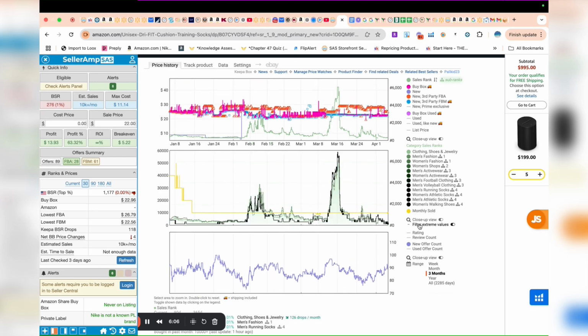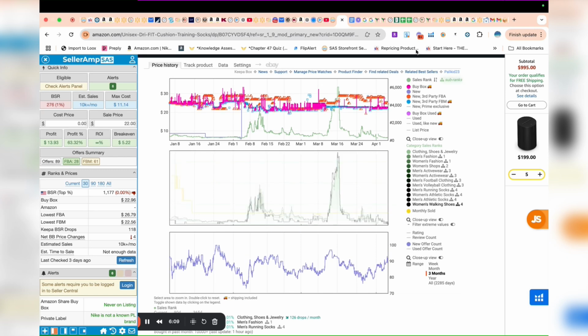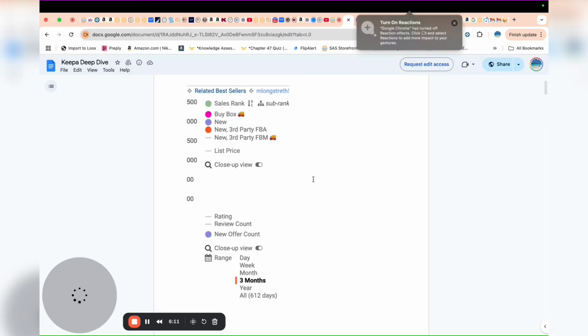None of this stuff really matters. All you need is monthly sold toggled on, new offer count, and then everything we went over above here. So that's that so far.